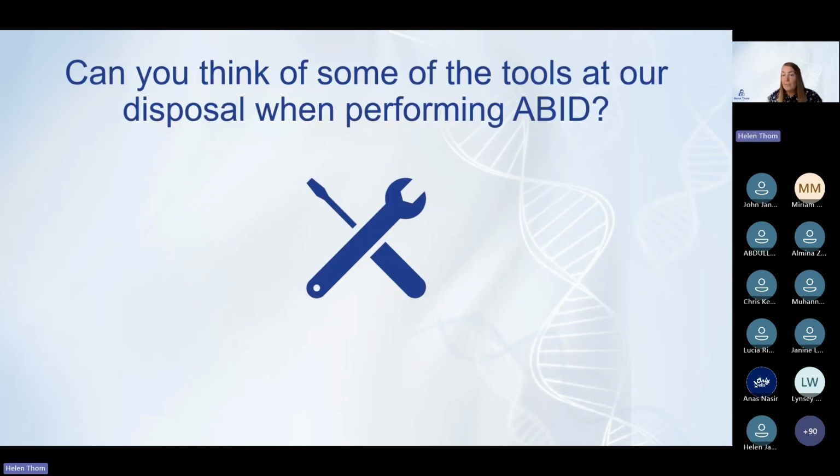So the first poll, if you can launch the poll, please, Anas, is: can you think of some of the tools at our disposal when we're performing antibody ID? We'll make a little word cloud here. Just type in what you think you might want to use. We'll spend a minute going through that. So I'm going to type in your panel cells, for example, so that would be your tool. Anything you can think of that you use on the bench. Hopefully that'll work, and I'll give you all a minute to put that in.